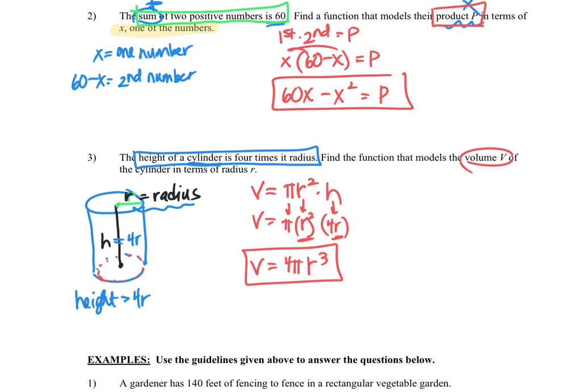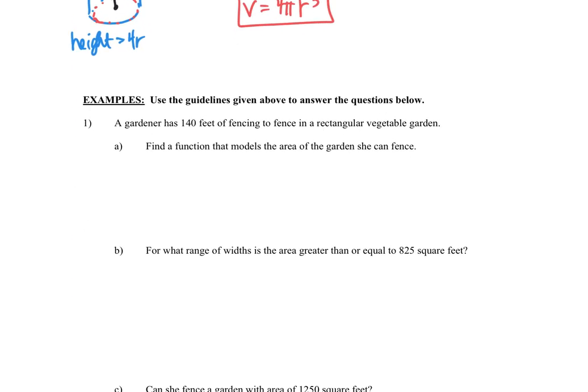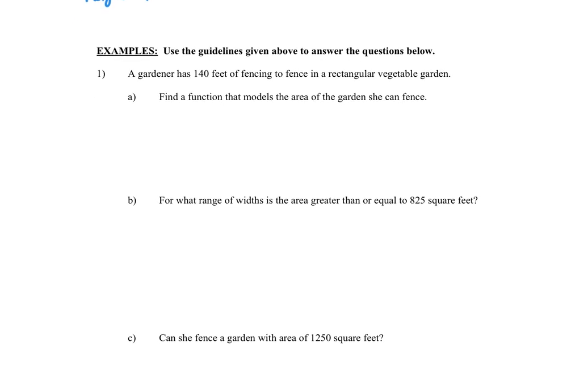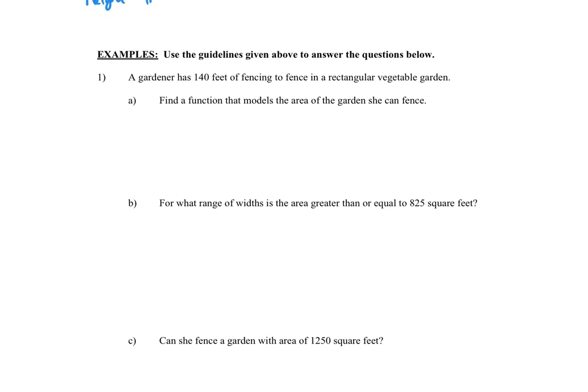Good. All right, on the back side of this. Now we're going to put some stuff together to actually solve for things like maxes and mins, okay? So it says use the guidelines above to answer the questions below. So in this first one here, it says that I have a gardener that has 140 feet of fencing to fence in a rectangular vegetable garden.